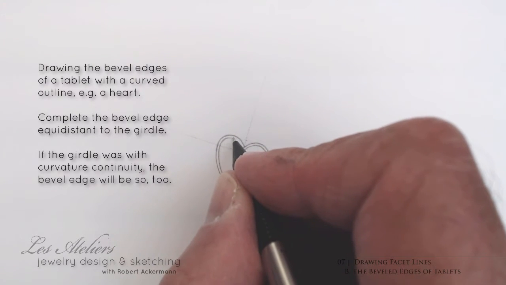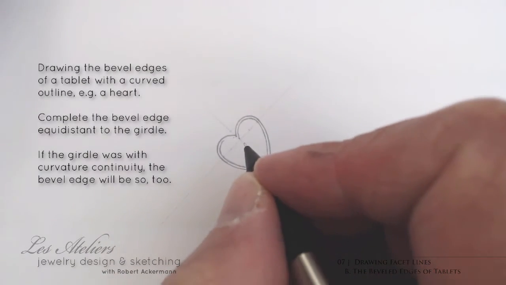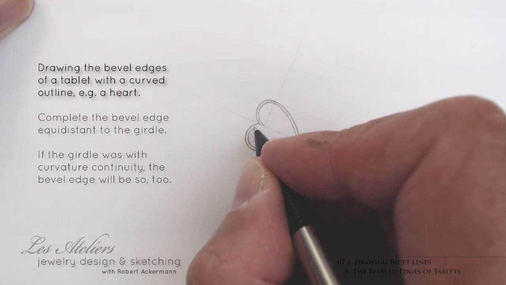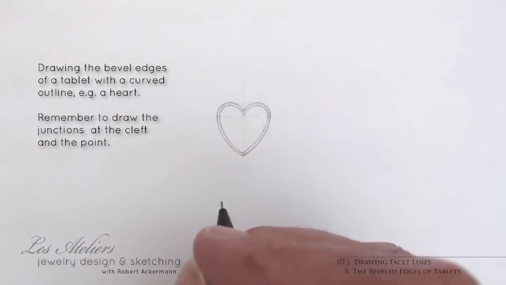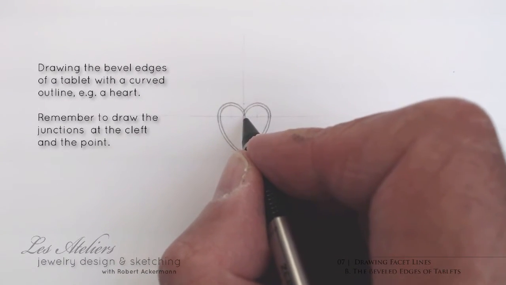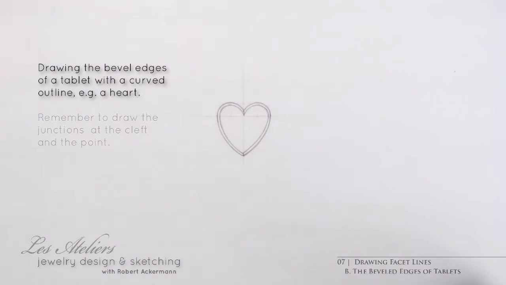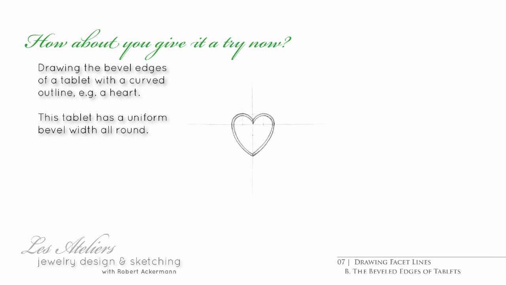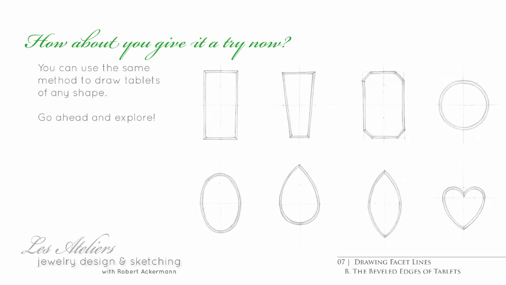Once you've got a few of the same dimension down, it's time to connect the dots again in a way that your curve is nice and parallel to the tablet's outline. And let's not forget about drawing the crease where the bevels meet in the cleft or the point junction. And that pretty much sums it up for tablets. Let me complete the segment with these renderings of tablets with all the shapes discussed in the previous video lecture.